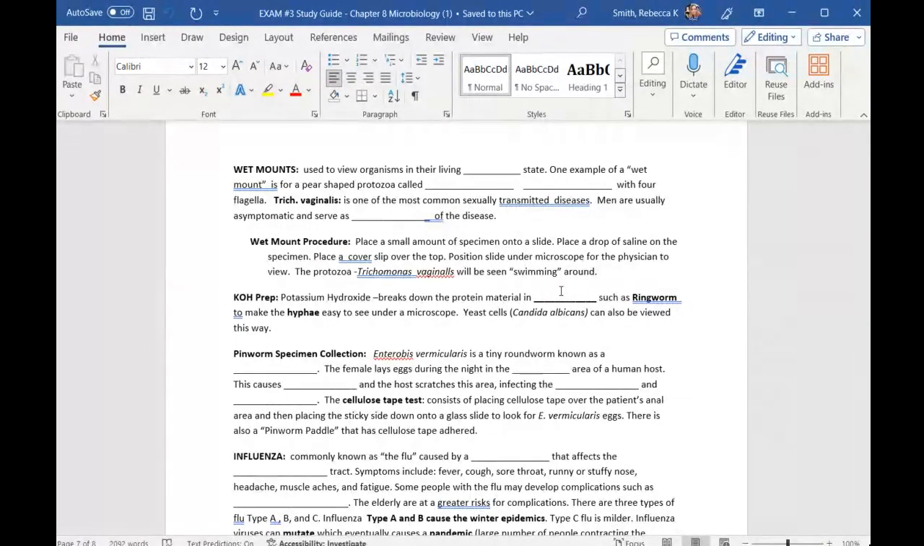KOH is used, it breaks down the protein material in the specimen so we can see the yeast. So if there's a ton of cellular material, it will get rid of everything else, but the yeast will stay. That's kind of nice because sometimes when they do a swab of the skin or a vaginal swab, we see tons of skin cells. It will get rid of those and just leave the yeast so we can see it really well. So that's what KOH does for yeast.